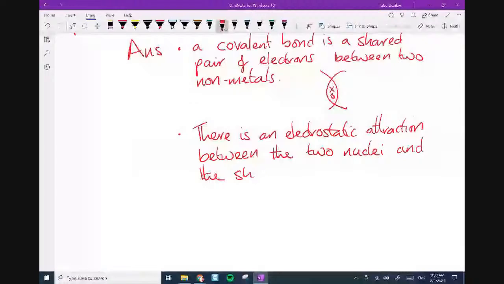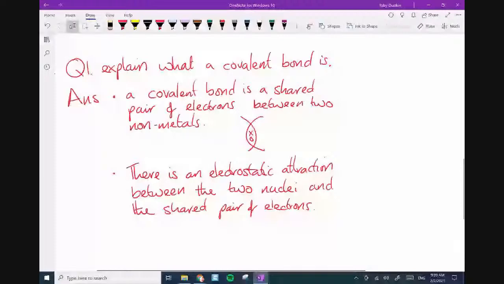And we're done. So can I just say, by the way, this question here is 3 marks. A covalent bond is a shared pair of electrons between two nonmetals. The electrostatic attraction, it's actually more than that, between the 2 nuclei and the shared pair. It's actually 5 marks.